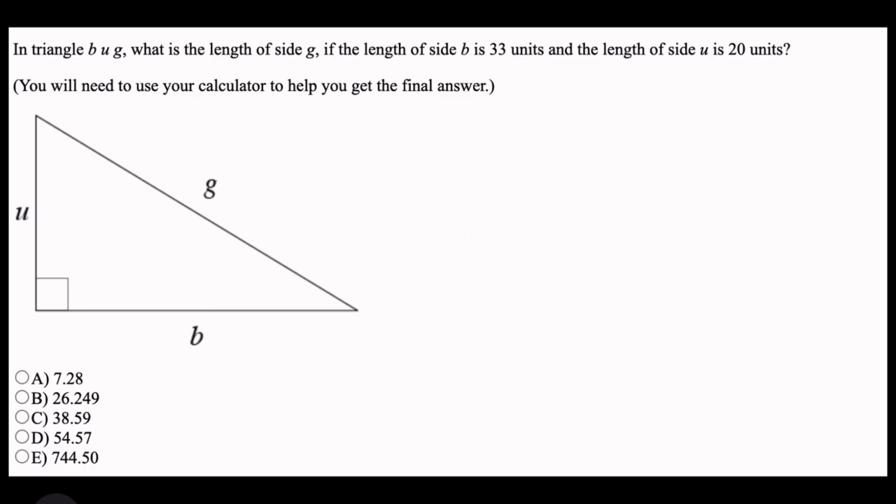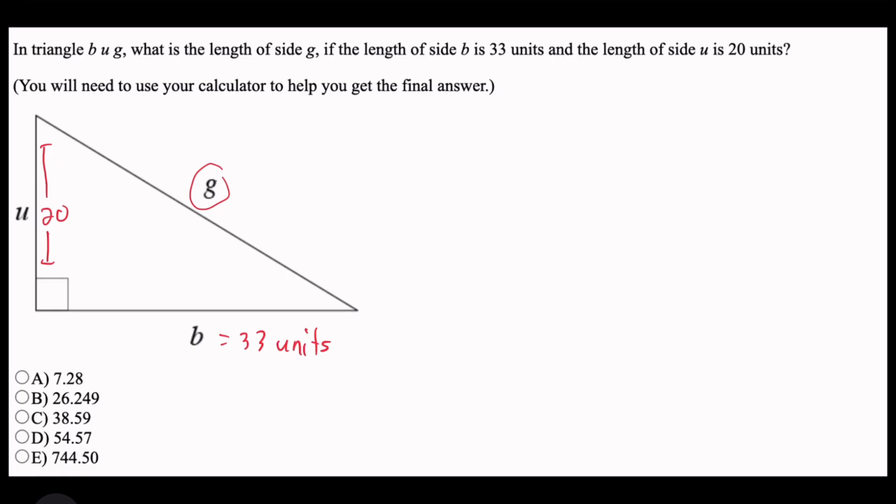So in the following triangle BUG, what is the length of side G? So this side over here. If the length of side B is 33 units, so I'm going to write it in here. And then the length of side U is 20 units. So over here, we'll go 20, and that represents this length over here.